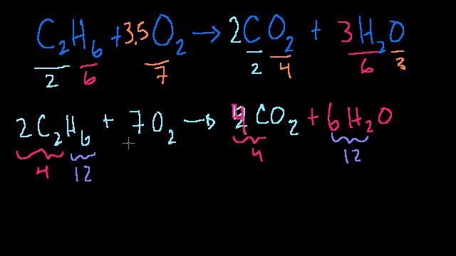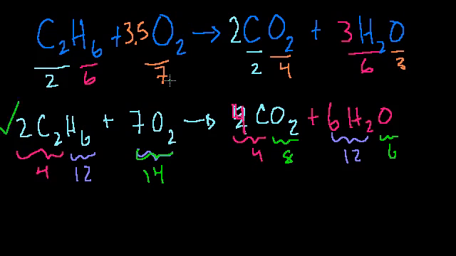How much oxygen do I have? Let me do a different color. I have 14 oxygens here. And here I have 8 oxygens, and here I have 6 times 1, so 6 oxygens. So 6 plus 8 is 14. So my equation has been balanced.